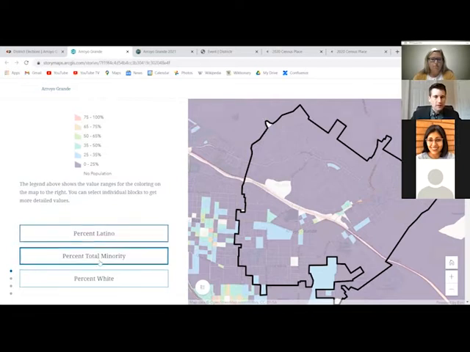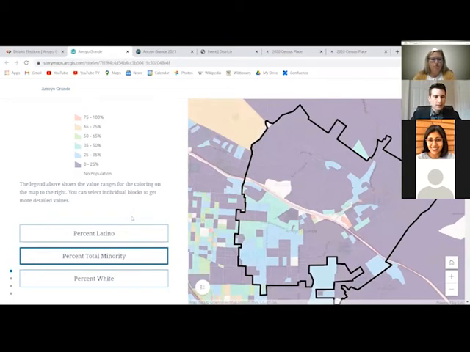But if you look at percent total minority, so this is a combination of Latinos, Asians, Blacks, Native Americans, and any group that would be considered a racial or ethnic minority group. You do see, when you look over in this part of the city, there's a slight concentration of non-white voters. And so perhaps this might be an area that you would want to avoid cracking, because there seems to be a higher proportion of minority voters in this section of the city.